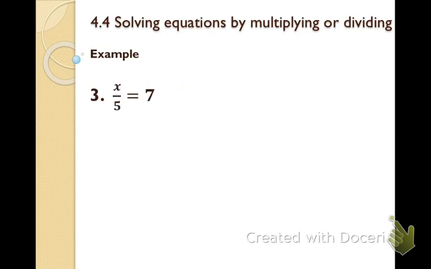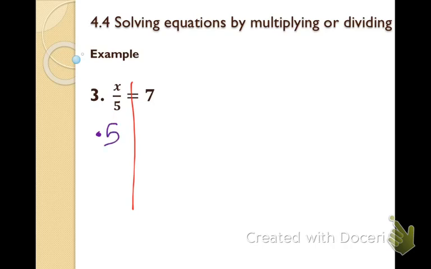Last example, x divided by 5 equals 7. Take a second to get it written down. A little different on this one. What is happening to the x? Well, it's being divided by 5. The inverse operation of divide by 5 is multiply by 5.